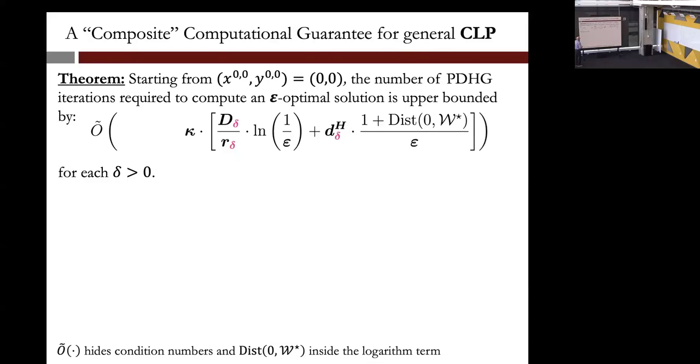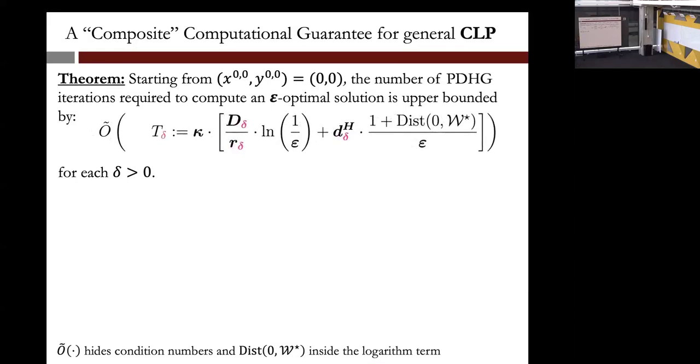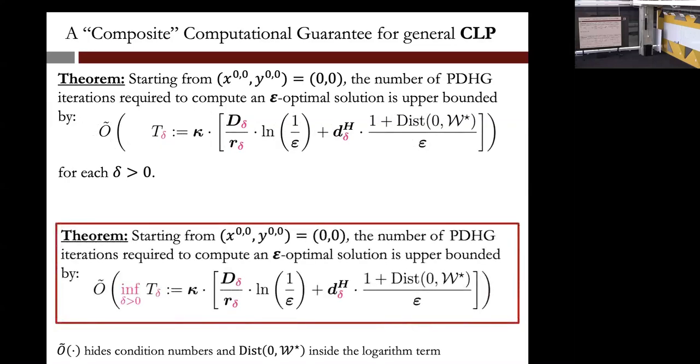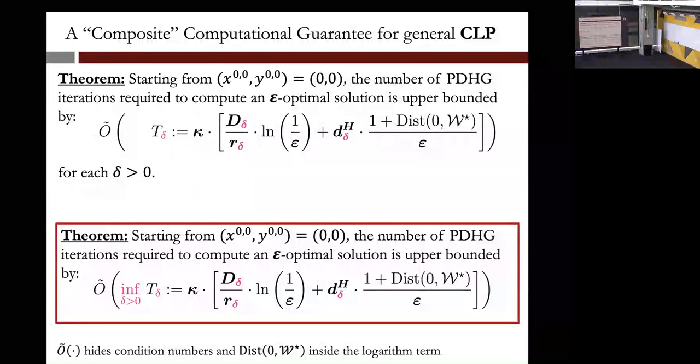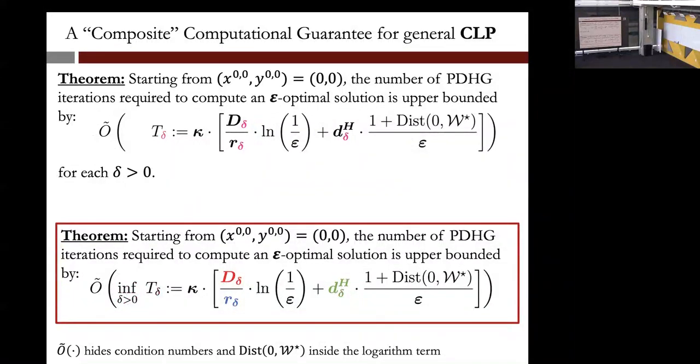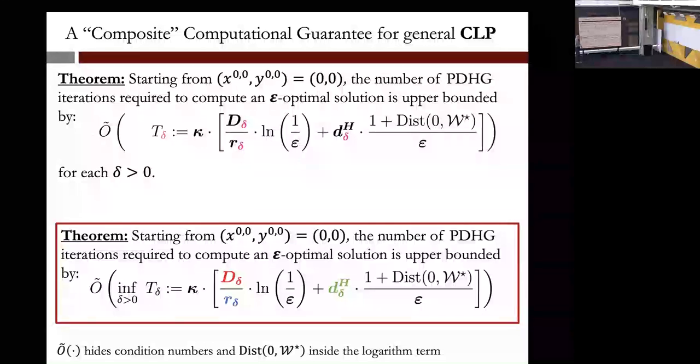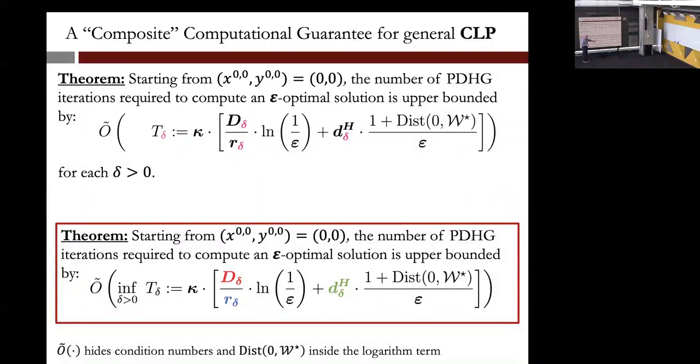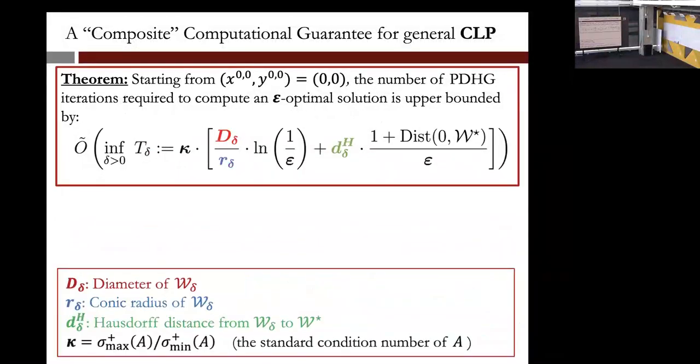And so actually, let T delta be that function. Now I'm just going to write it this way. In fact, I can take the best of all of these, because it's true for every one. I get it to be the best. And so let's just see what that looks like a little bit. Now I've added color here. So again, this is my diameter divided by conic radius, and here's my Hausdorff distance. And we're going to see how some of this works.